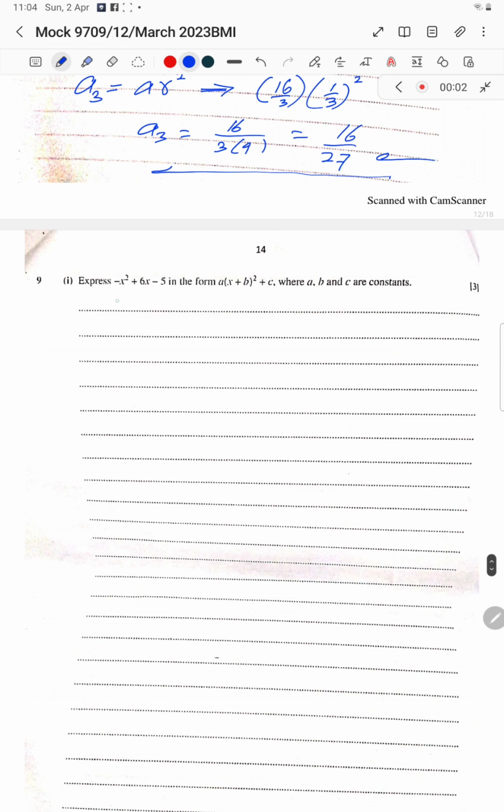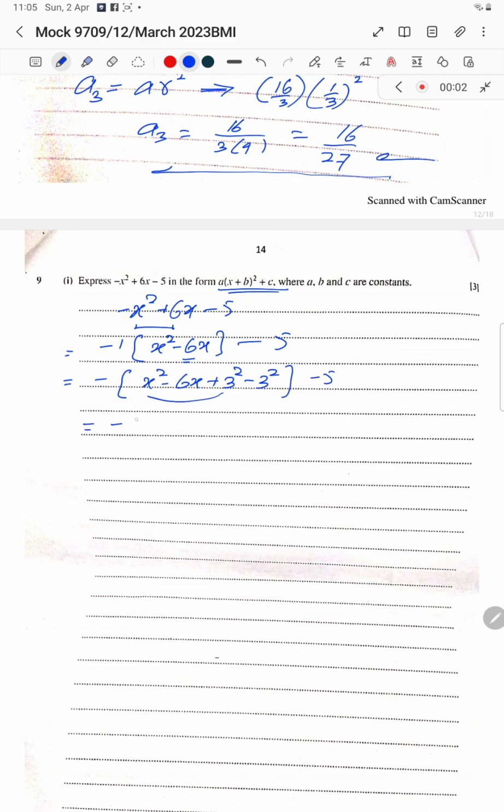First, write the expression minus x square plus 6x minus 5. We need to reshape it in this form. So first take minus 1 common for the first two terms. We get x square minus 6x, and half of this is 3. You are well aware of the rules, so I'm going to solve it. The first two terms can be written as a perfect square, like x minus 3 whole square minus 9, then minus 5. So minus into x minus 3 whole square plus 9 minus 5.